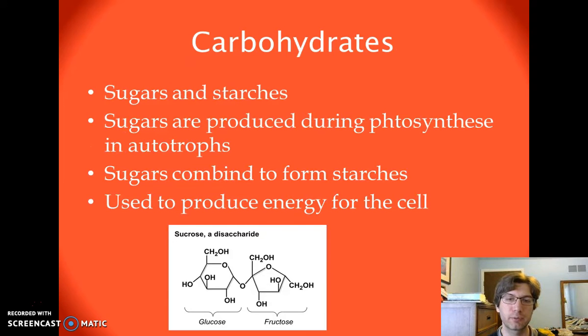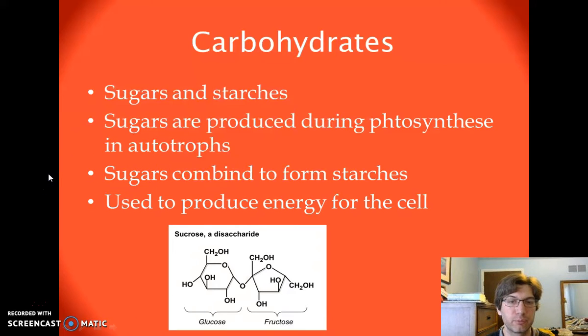First is carbohydrates. Carbohydrates are your sugars and your starches. So again, anything that ends in OSE, sucrose, dextrose, glucose, all of those are sugars. They are produced through photosynthesis in autotrophs, and they will combine to form different types of sugars. Your basic sugar, for example, is glucose. So I got a glucose molecule right here, and I can combine that with a fructose molecule, which is another sugar, and I can get sucrose, which is even another sugar. So that OSE ending there. Sucrose.